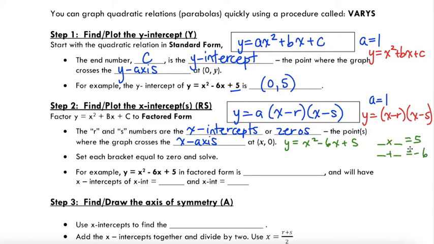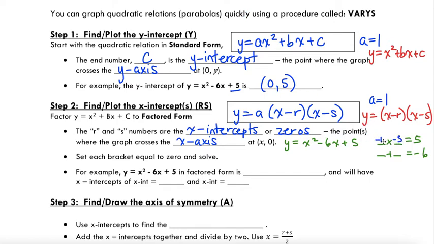Now, in order for me to have a positive number being multiplied, they either have to be both negatives or both positives. They can't both be positives because then I wouldn't have a negative number. So I know that they both have to be negatives. And what two numbers multiply to give me 5? Well, that's 1 and 5. But because they have to be negative, I'm going to have negative 1 and negative 5.